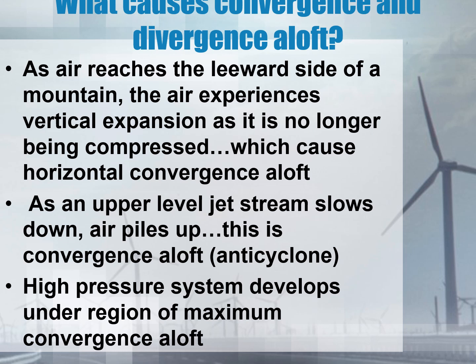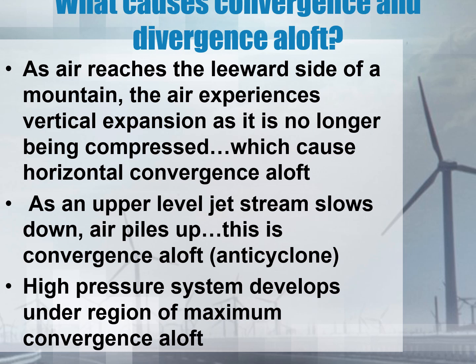All right, an upper level jet stream can also slow down. And if that happens, then you have air molecules piling up. And this is basically convergence aloft, which will help lead to divergence at the surface, which will be an anticyclone. Let me go back and do that first bullet again. No, there's no stopping and rewinding or anything like that when I tape these. You just got to keep going.